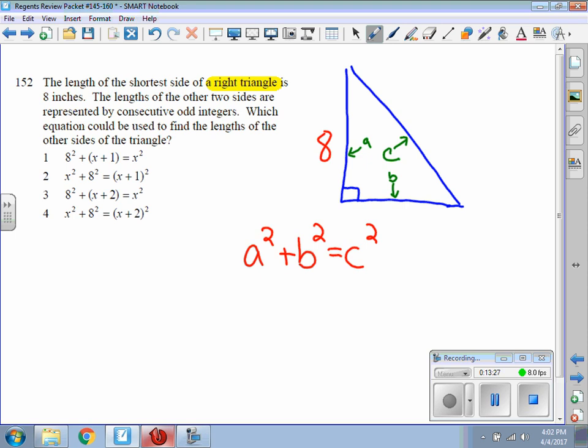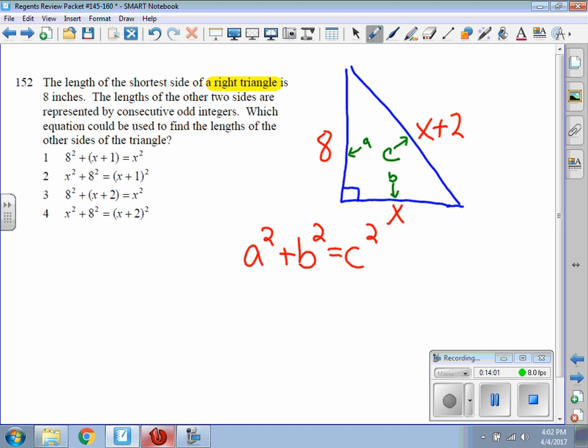The lengths of the other two sides are represented by consecutive odd integers. There's that consecutive odd thing again. Well, the hypotenuse has to be the bigger one, so the hypotenuse is like that older person. So I'll call B side X. The next consecutive odd would be to take X and add 2 to it. So I'll say the hypotenuse is X plus 2.